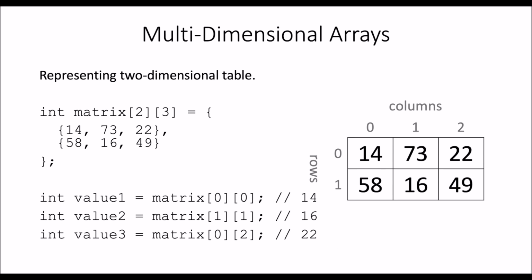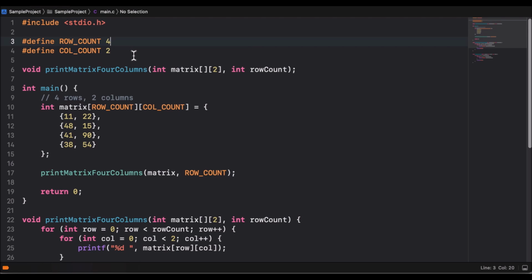Now let's take a look at a code example. In this program I define 2 constants. The first constant represents the number of rows, while the second constant represents the number of columns. Then I have a function prototype that defines 2 parameters. The first parameter is a matrix where the size of the first dimension is defined by the second parameter. The size of the second dimension is hard-coded to 2. Unfortunately in C, when you pass in static arrays to functions, only the first dimension can have a variable size defined by another parameter. All the other dimensions have to be hard-coded.